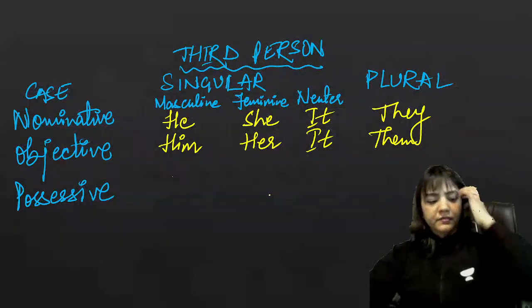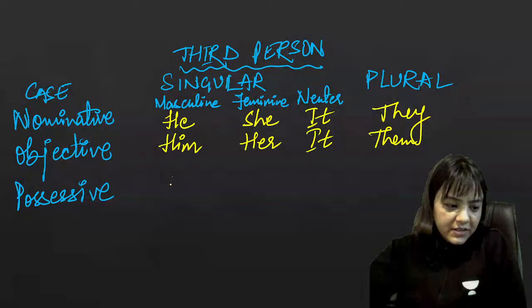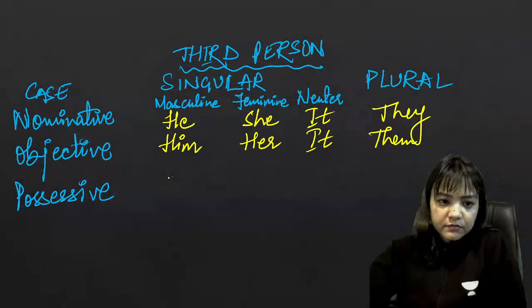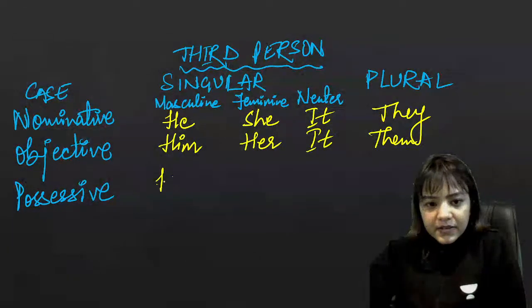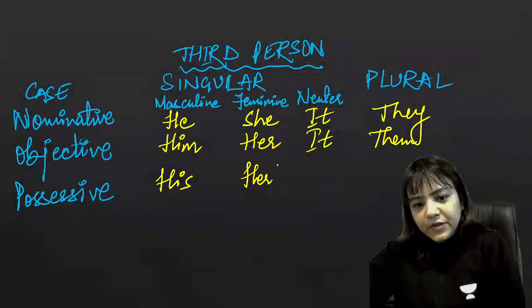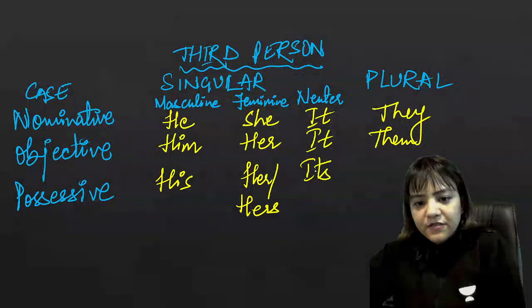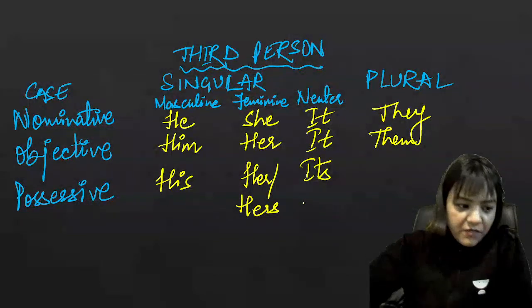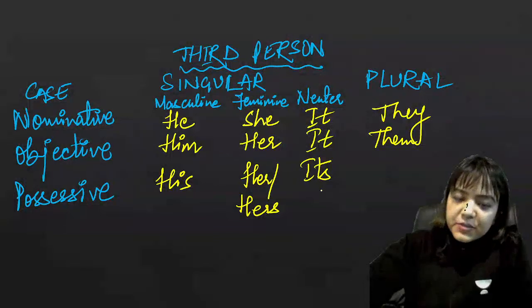All right, then let's look at the possessive case. What will the possessive case be? For he, his. For she, her or hers. For it, its, without the apostrophe again. Remember, its is the possessive form.